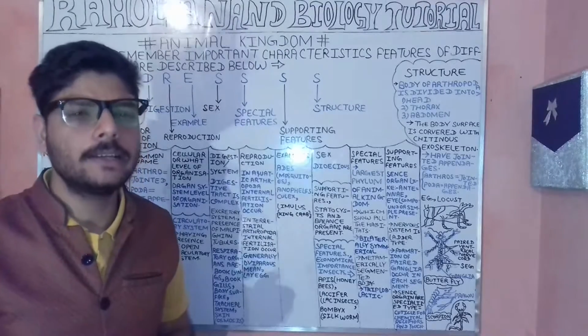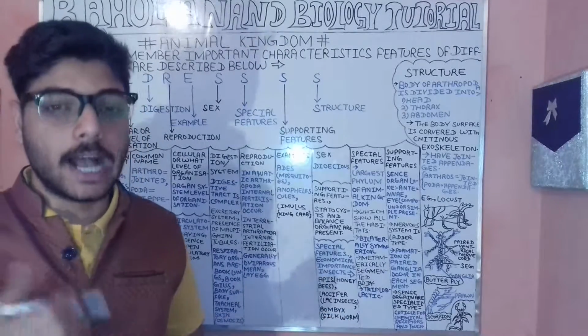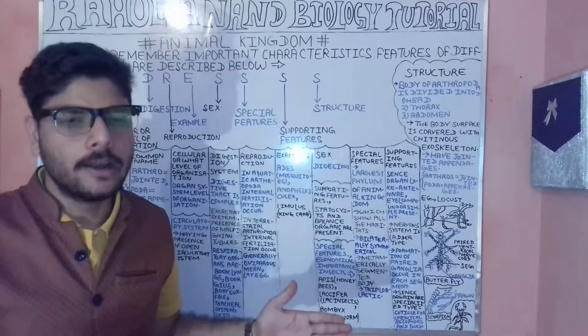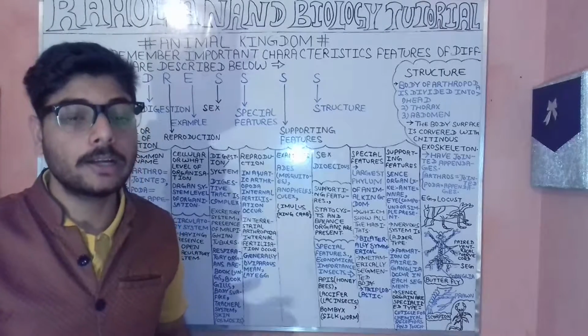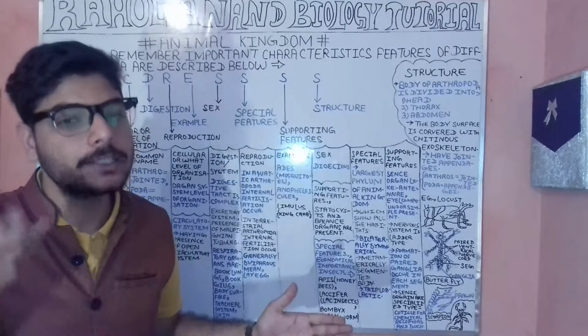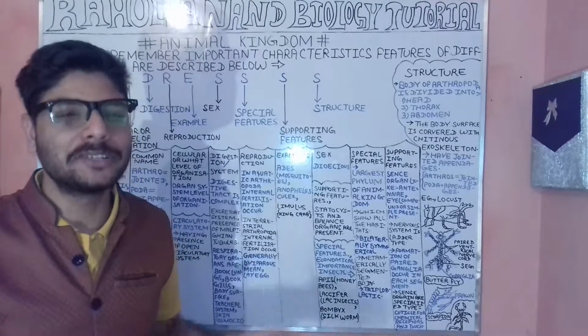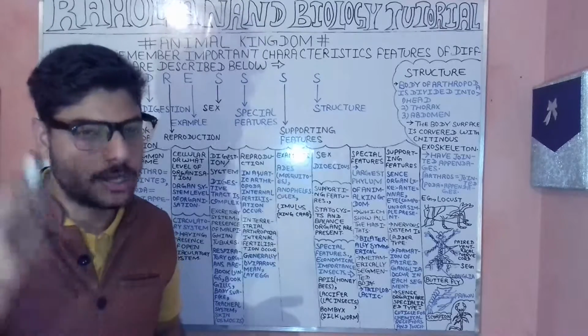After that, we have the niche. Then E stands for example. Then we have SS, the supportive features, then the special features, as well as the structure.